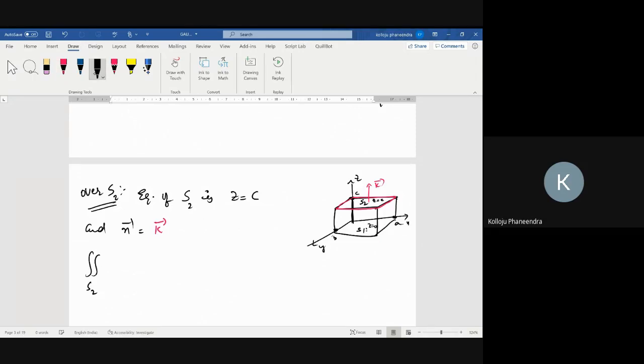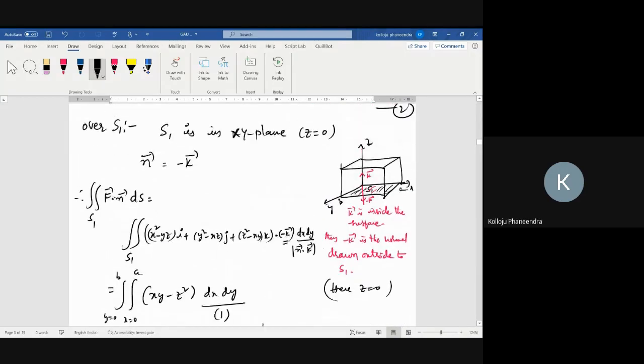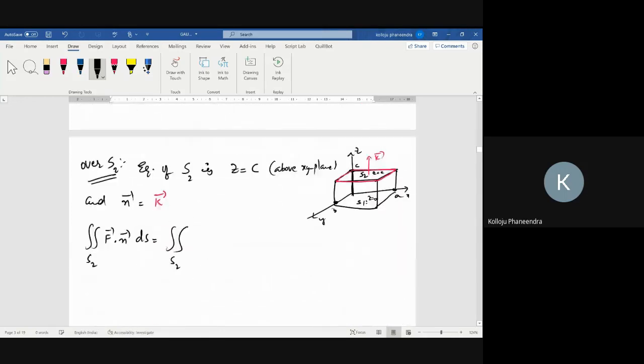Therefore, the double integral over S2 of f bar dot n bar dS is equal to, this is also above the xy plane. It belongs to the xy plane but above. That is equal to the double integral over S2. Now you write f bar dot n bar dS, and dot with k bar, plus k bar. Therefore, what am I getting? z square minus xy only. You substitute everything. I am writing directly z square minus xy, and this is dx dy by n bar dot k bar.